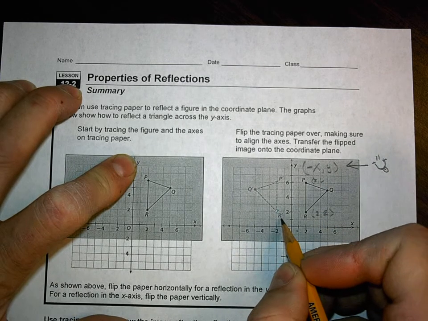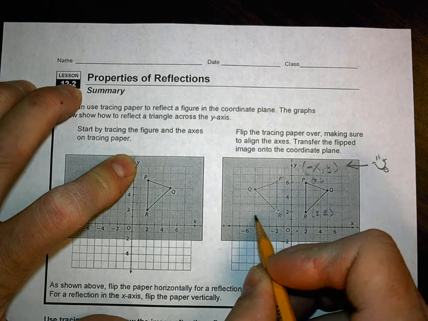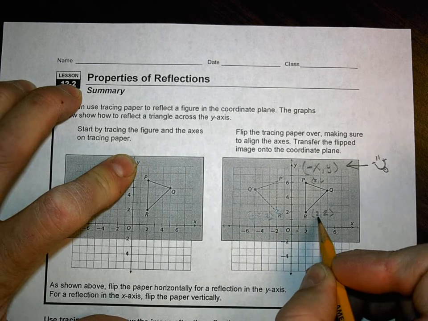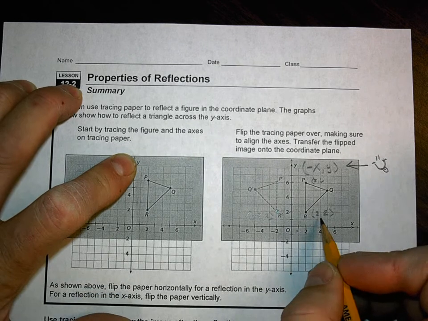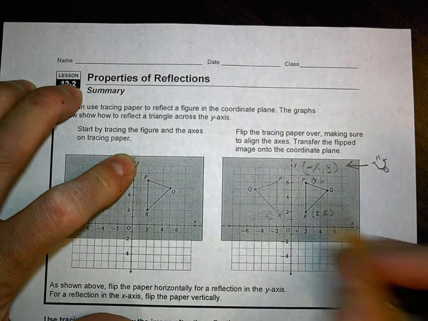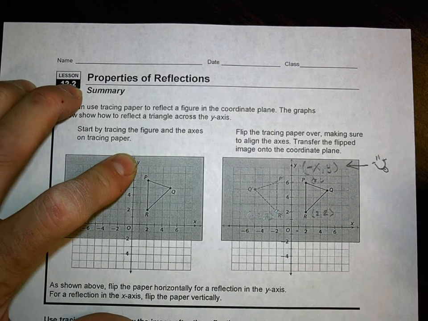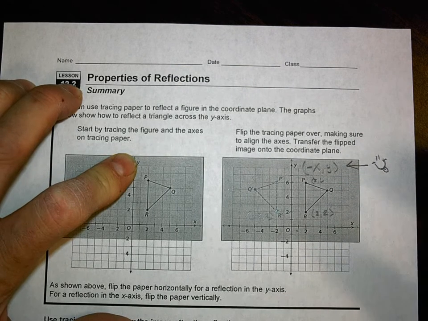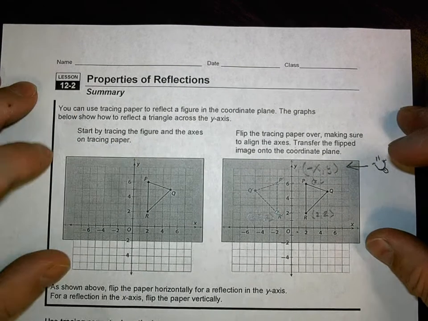The image is at negative 2 comma 2. Same coordinate, except I've multiplied the x by negative 1. So I'm flipping it across. That is how this is done. So that's kind of the algebraic way. I like it for reflection. It makes it so much easier, and it allows us to do some pretty easy reflections.